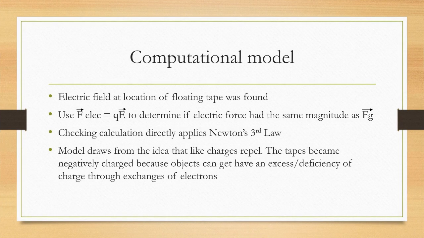To create a computational model of the lab, we use the function from lab 0 to determine the electric field at an observation location that is at the center of tape B. We can then use the formula F electric equals Q times electric field magnitude and try different values of Q until both Fg and F electric have the same magnitude. The computational model is really just an application of the physical principles discussed earlier. Comparing the magnitudes of Fg and F electric is just Newton's third law of equal and opposite force pairs.